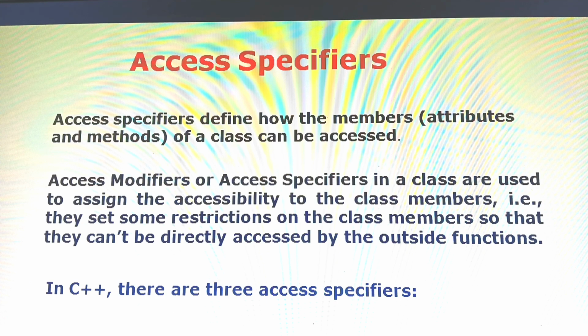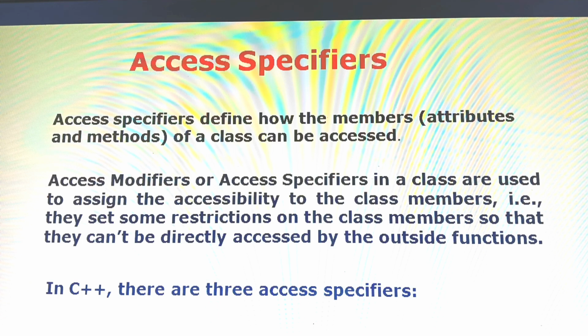Last class we have learned classes and objects, how classes and objects can be created, and through the object, how we can access variables and functions with the dot operator. In the example of classes, we have seen the keyword public, that is an access specifier.